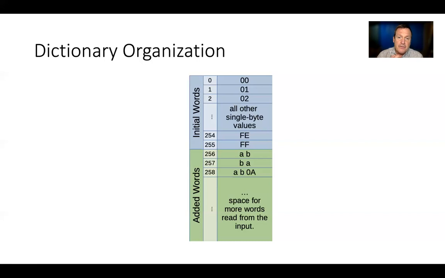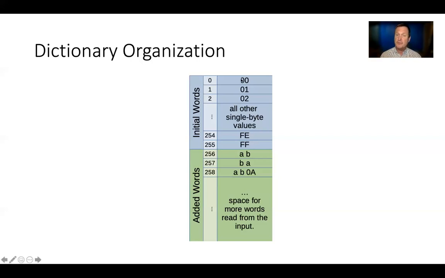So I've got a picture here that shows what our dictionary looks like. The first 256 entries are going to be fixed, or they're going to be set before we even start doing compression. Every one of those is going to correspond to an individual byte value that could show up in the file. So if you think of the dictionary as having a bunch of words in it, then the first 256 words are just single byte words.